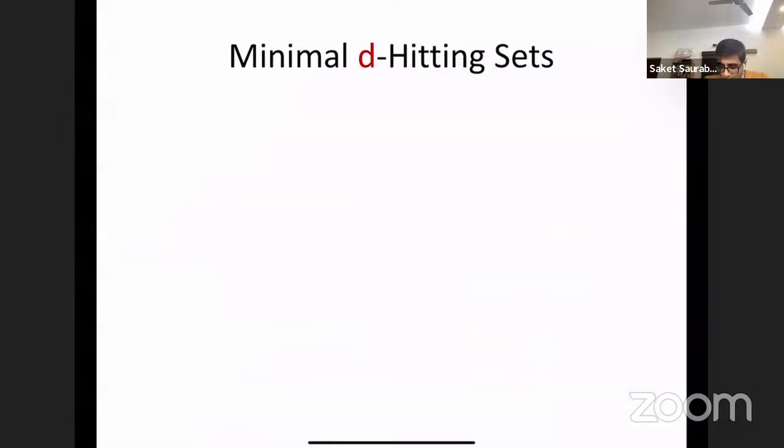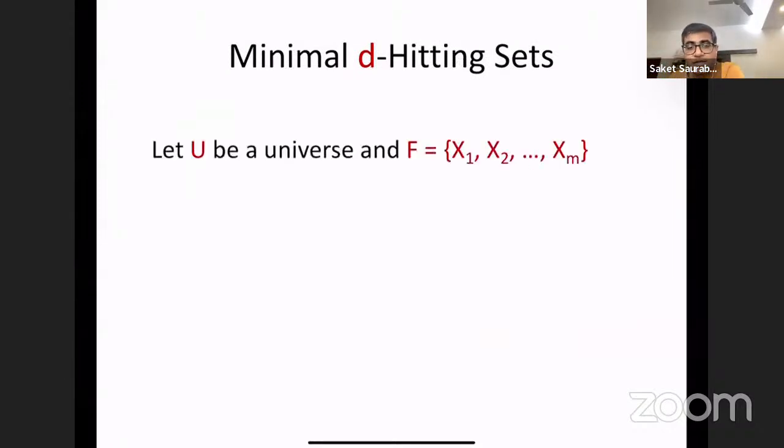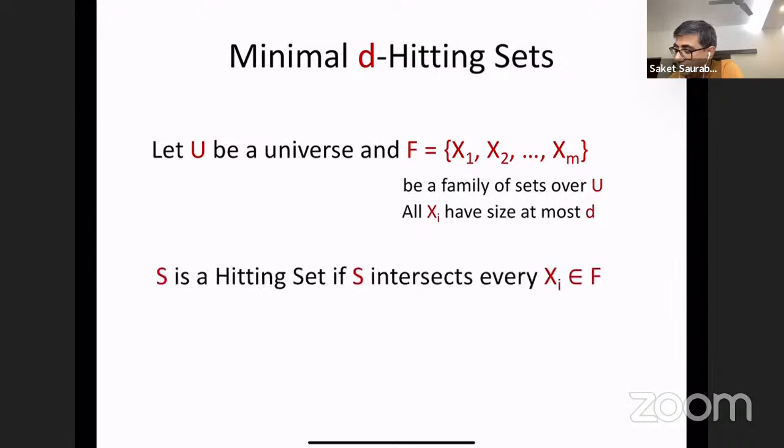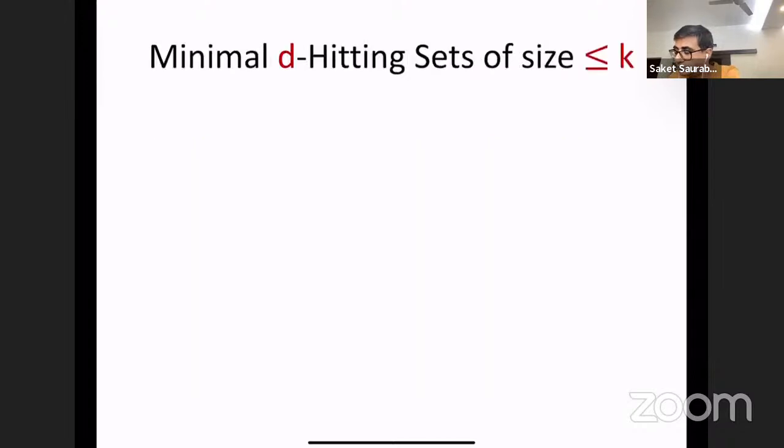So let me tell you the last thing that I wanted to tell you. And this is about minimal d-hitting set. So let U be a universe and F be a family x1 to xm of sets over U, with the property that all xi have size at most d. And we call S a hitting set if S intersects every xi in F. So what is a hitting set? If S intersects every set xi in F.